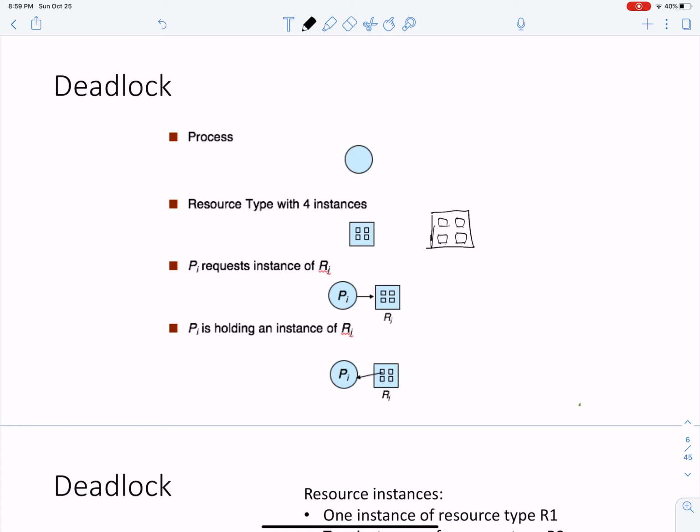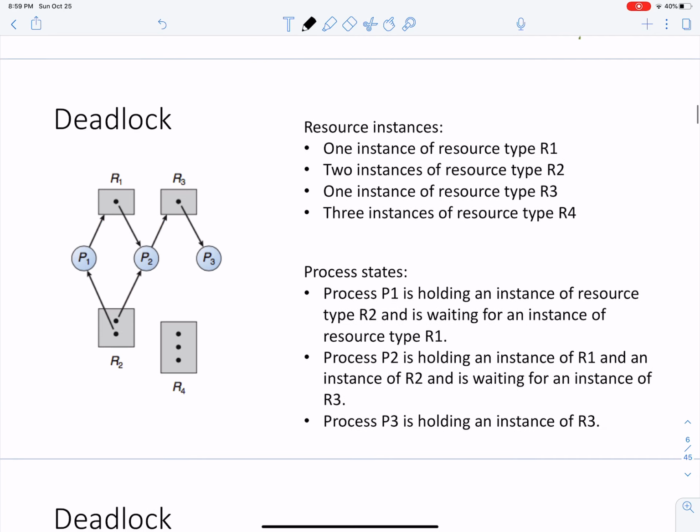More importantly, if a process is requesting an instance of a resource, we create an edge starting from the process to the resource. Whereas if a certain process is holding a resource, we create an edge starting from the resource to the process, meaning that this resource has already gone to that process. So this is one example of a resource allocation graph.